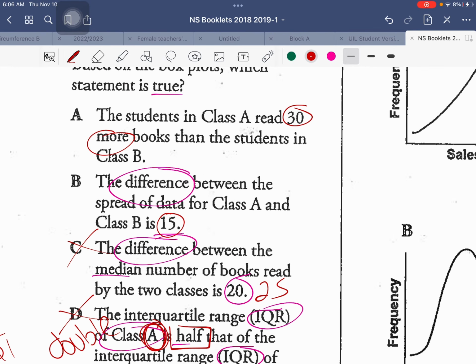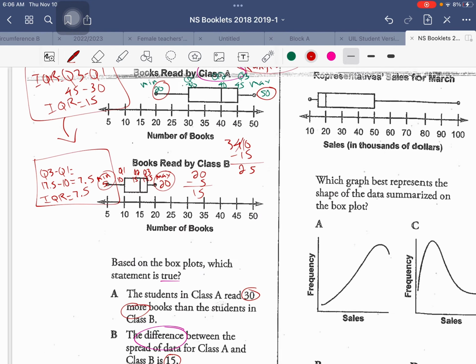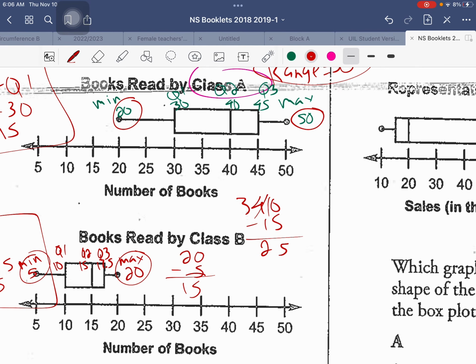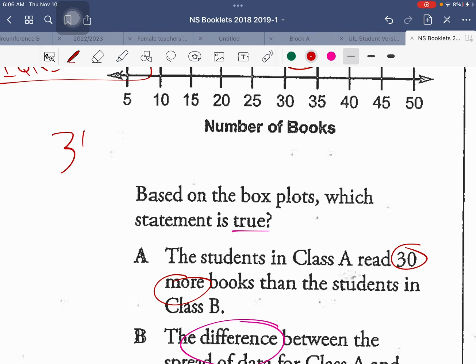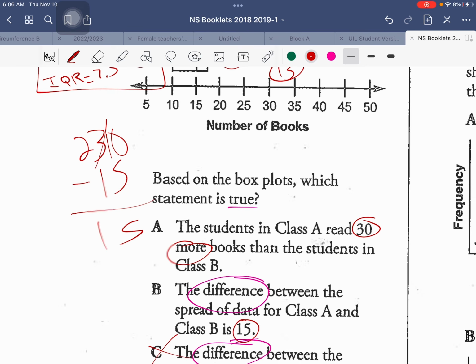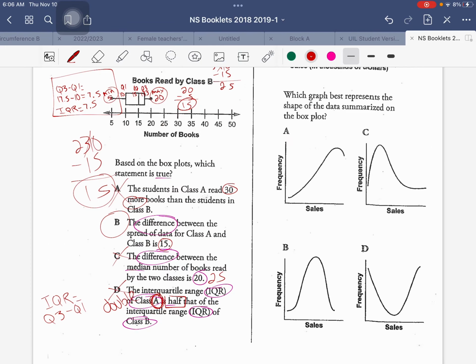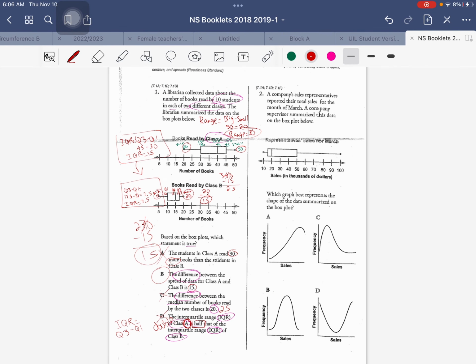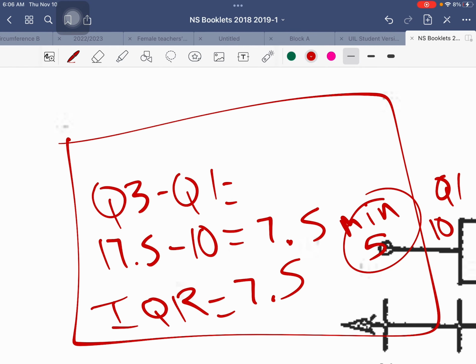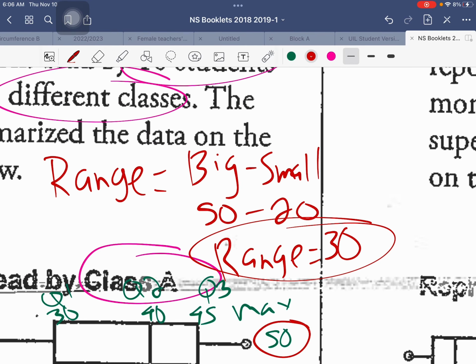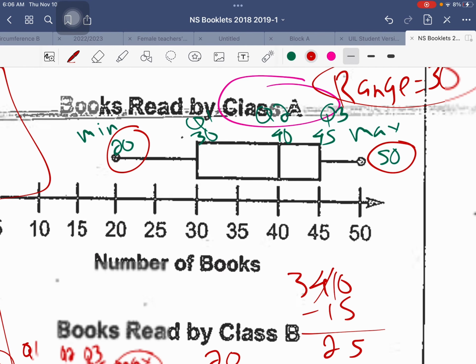So what they're saying is the difference is going to be 15 between them. Well, let's check. Range is 30 and the range is 15. What's 30 minus 15? 15. Vámonos. B. That was a good one. Very, very good. The IQR, all it is Q3 minus Q1. Spread is the big minus the small. And median is the one in the middle.